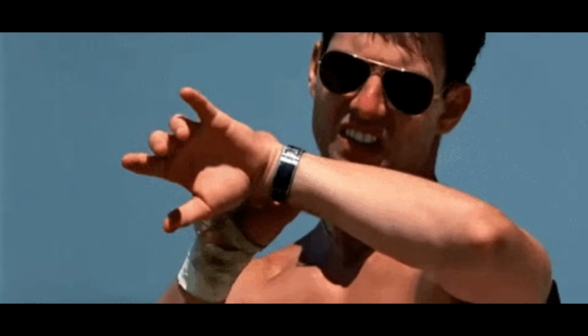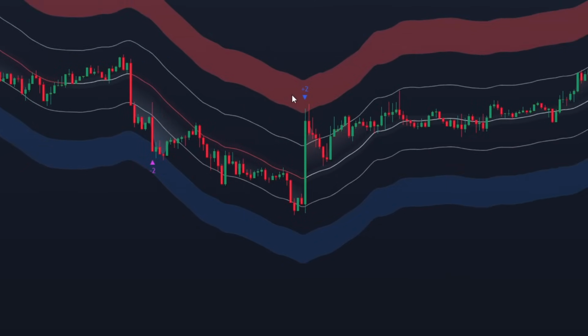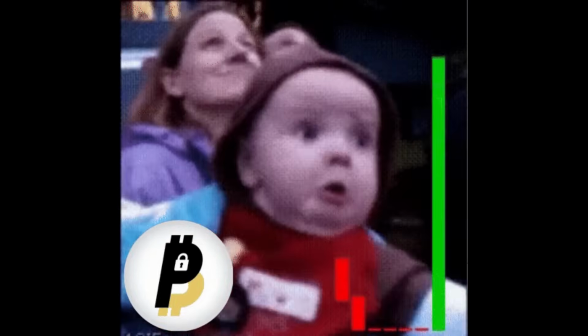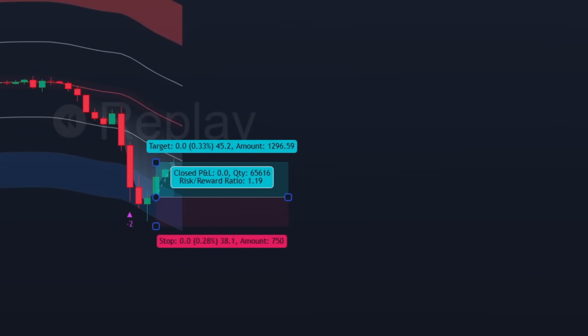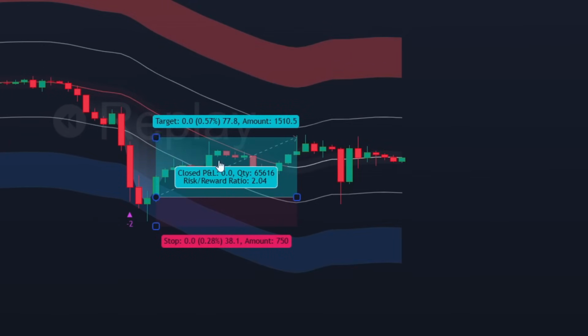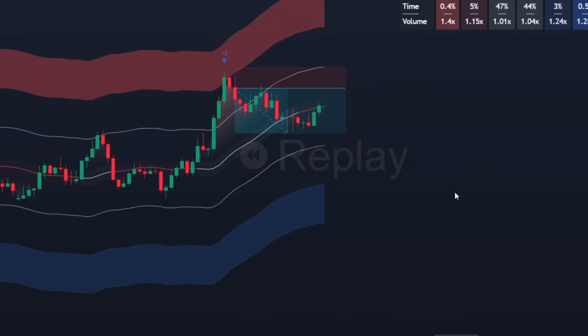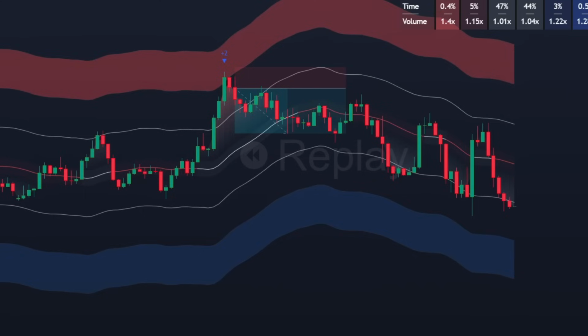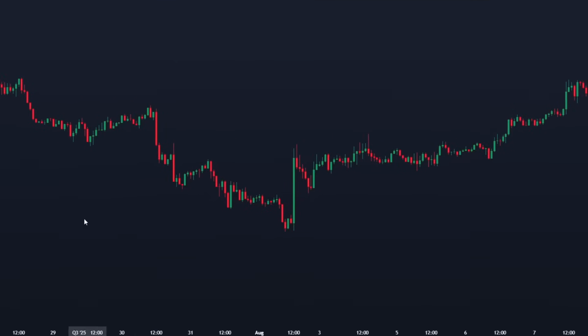If you give me just a few minutes, I'm going to show you one of the most powerful risk tools on TradingView. When you trade, you're always exposed to risk. You can't remove it completely, but you can measure it and manage it properly. And this indicator I'm about to show you does exactly that. It's called the Fair Value Bands, created by Quantify Tools. Once you see how it works, you'll understand how to measure risk in a whole new way and how to use it for smarter trading decisions. So let's get it on the chart.